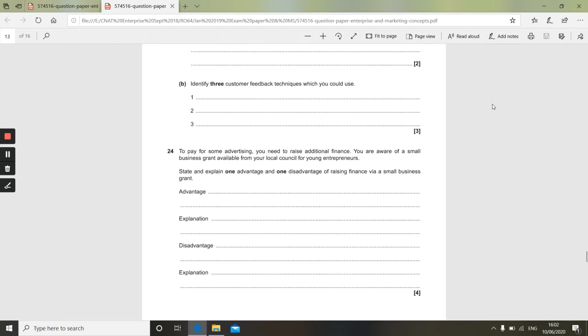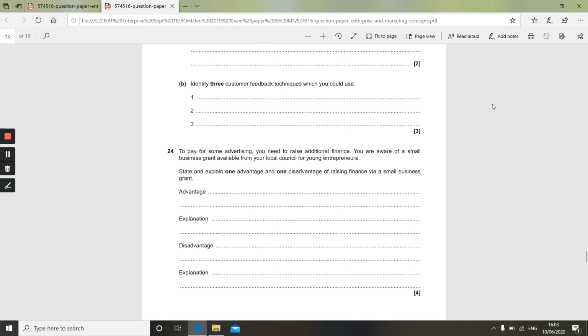23B. It says identify 3 customer feedback techniques that you could use. So what are the different methods that you as a business could use to get feedback? Think of the ways in which you could get customers to give you some feedback. Could it be an electronic way? Could it be a more traditional comment card way? Could it be verbal? Could it be written, etc.? There are quite a few different methods. Think of the ways which you can get customer feedback.